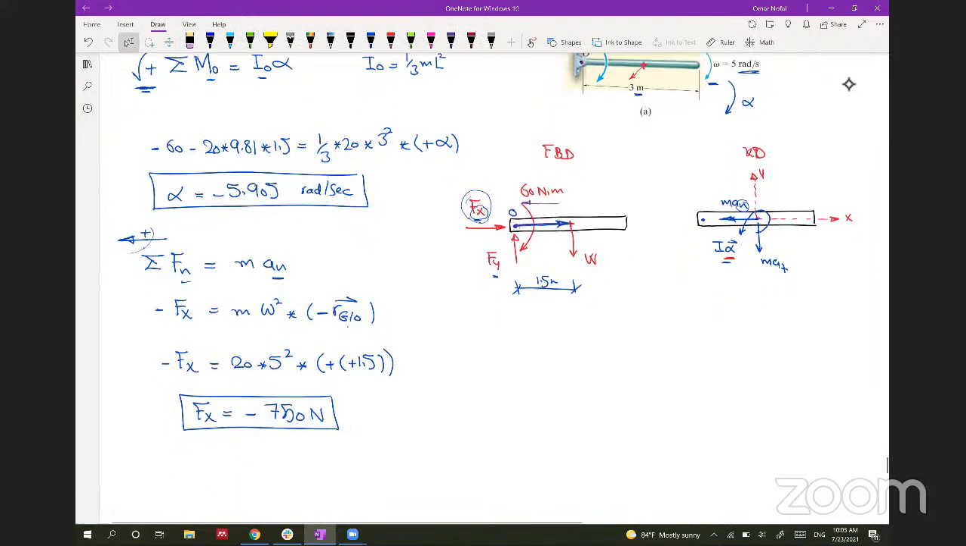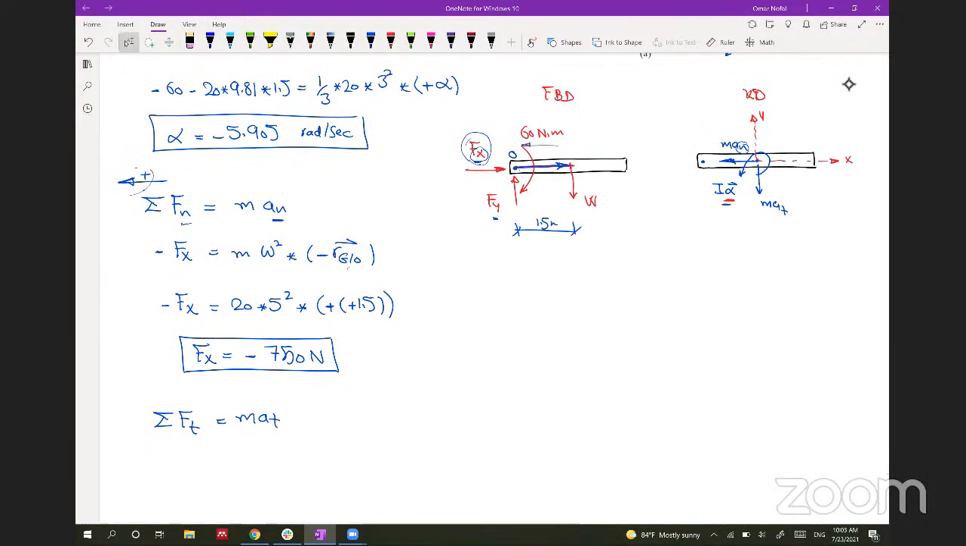So we got Fx. So let's apply our last equation. The sum of the forces in the tangent direction will be equal to m a_t. And we will have the forces in the tangent direction. We have Fy, so let's assume the positive is going down. So Fy is going up, so it will be negative Fy. The W is going down, so it will be positive W, which is 20 multiplied by 9.81. Okay. On the right-hand side, we have m a_t, assumed down.